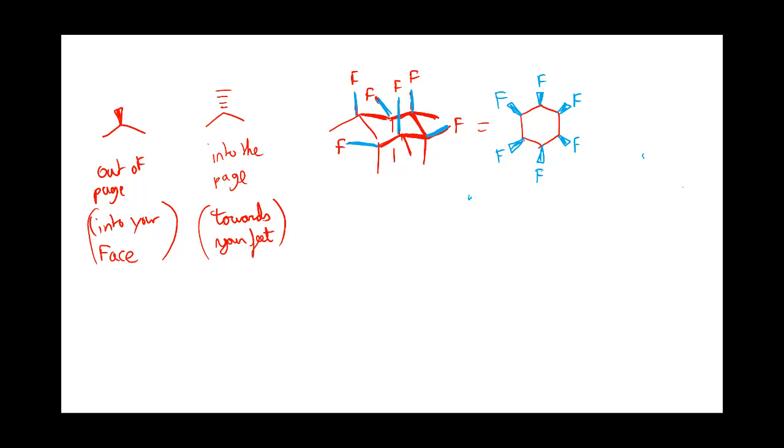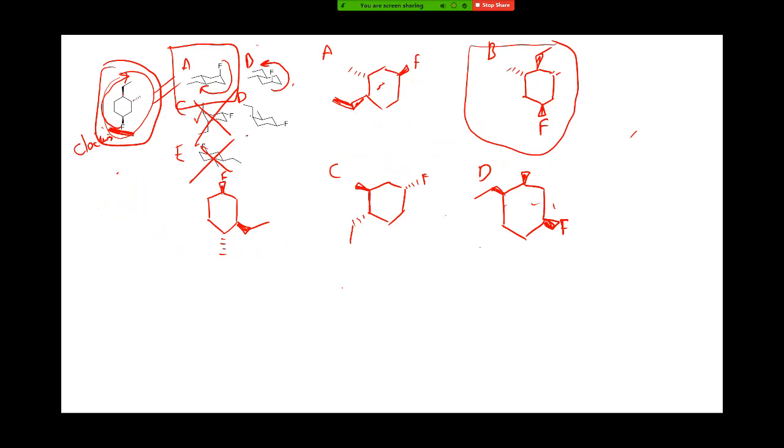Yeah, the blue lines are all going to be wedge bonds. They're all coming up towards you. Yeah. Because they're all above the plane. They're all the top ones on each individual carbon. Can I go back to chair C? Yes, I certainly can. Well, I can try.